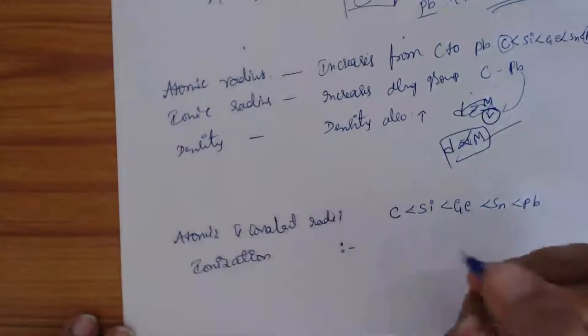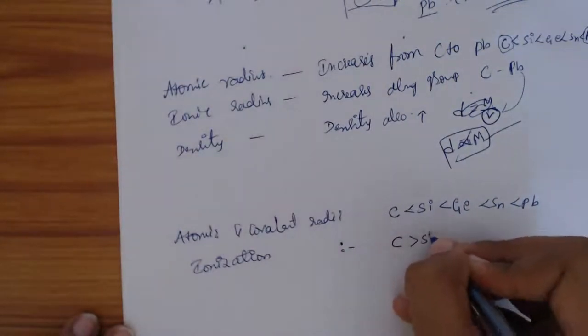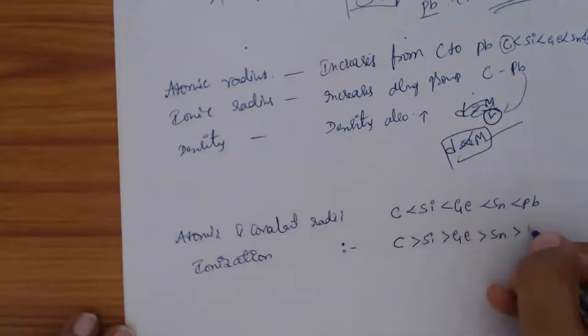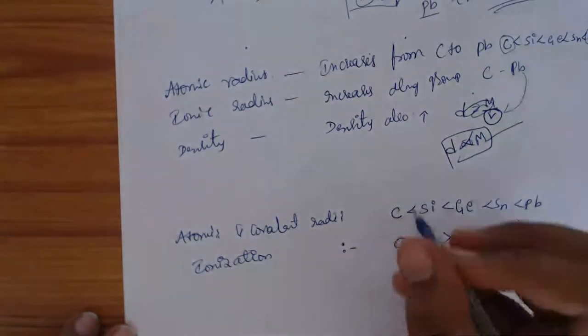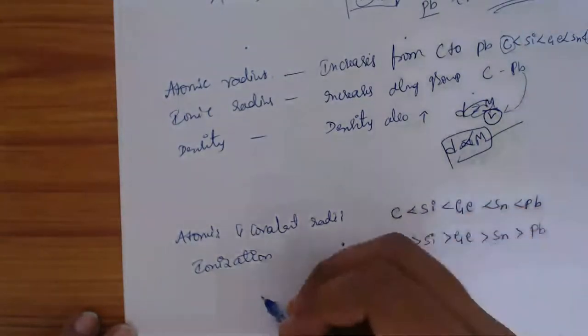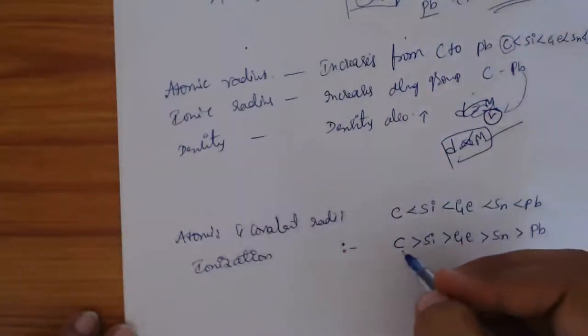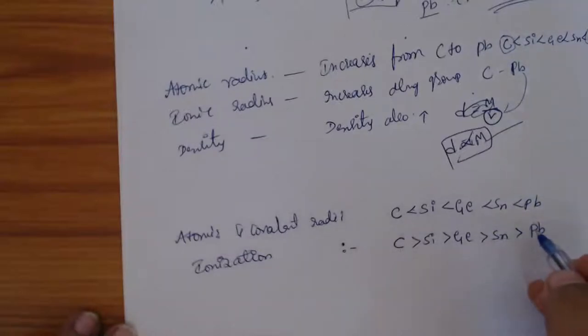What happens to the ionization energy? Carbon has more ionization energy compared to silicon, germanium, tin, and lead. Why? Because if size is less, we require more energy. If size is more, we require less energy. The ionization energy decreases from carbon to lead.